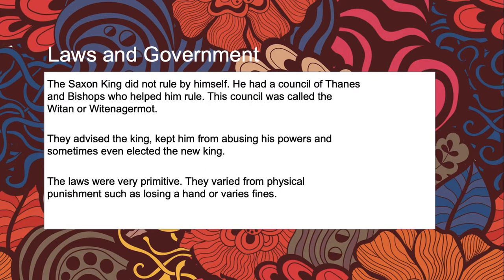Laws and government. The Saxon king did not rule by himself. He had a council of thanes and bishops who helped him rule. This council was called the Witan or Wittenagemot. They advised the king, keeping him from abusing his power, and would sometimes even elect the new king. They choose the new one. The laws were very primitive. They varied from physical punishment such as losing a hand to various fines.